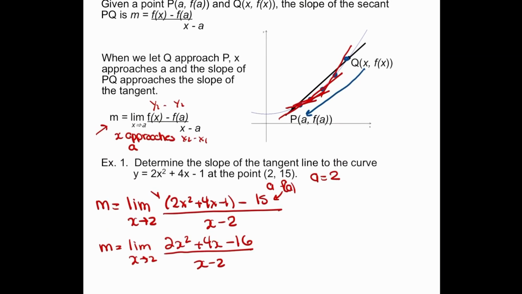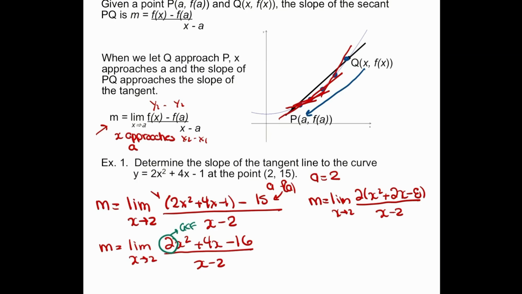Now, we want to eliminate as much of this equation as we possibly can to make it a little bit easier to solve. So what we're going to do here is pull out a greatest common factor, and in this case that would be 2. And I'm going to rewrite it with that greatest common factor pulled out. So m is equal to my limit as x approaches 2 of 2, and we're left with x squared plus 2x minus 8 all over x minus 2.